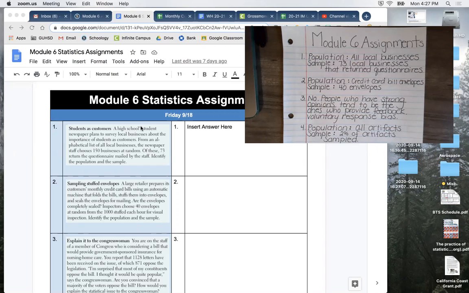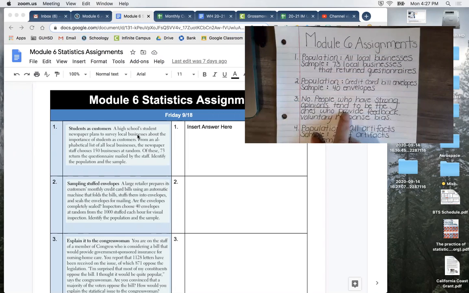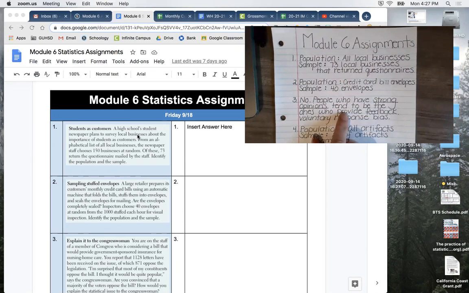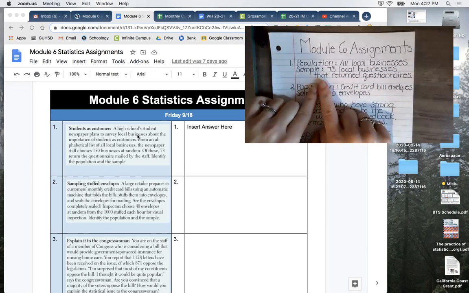For the first one, it says a high school student's newspaper plans to survey local businesses about the importance of students as customers. From an alphabetical list of all local businesses, the newspaper staff chooses 150 businesses at random. Of these, 73 return the questionnaire. Your job is to identify the population and the sample.